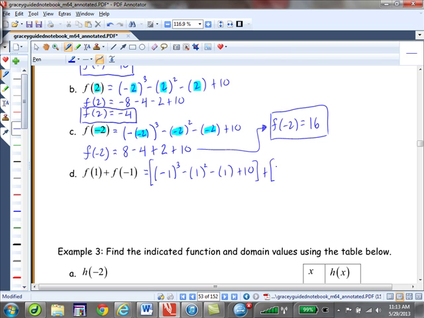F at negative 1 will be the opposite of negative 1 cubed minus negative 1 squared minus negative 1 plus 10. So we'll get negative 1 when we cube that, minus 1 plus 10. So that's our f at positive 1. F at negative 1 we'll end up with a positive 1 because minus and minus is plus, and that's all inside what's being cubed. And then we'll get minus 1. Then this negative will go away after we square it. Minus a minus 1 is plus 1. And then we'll get plus 10.